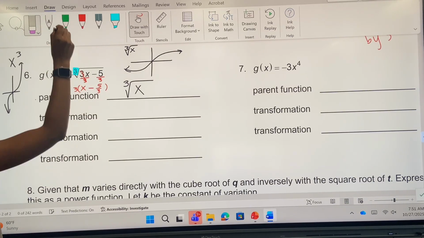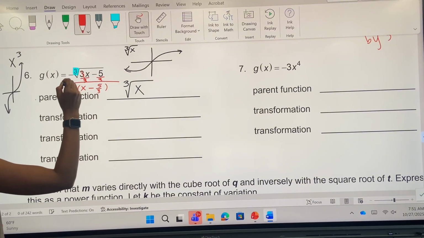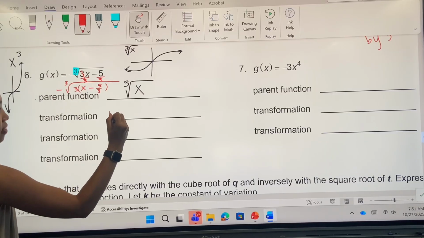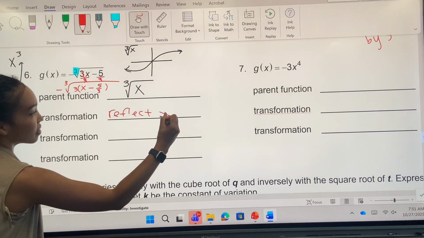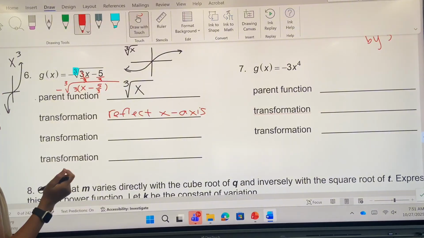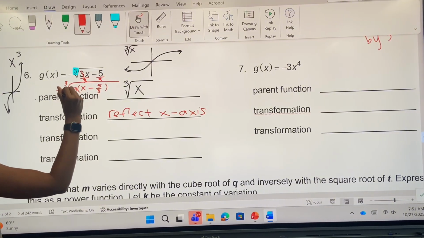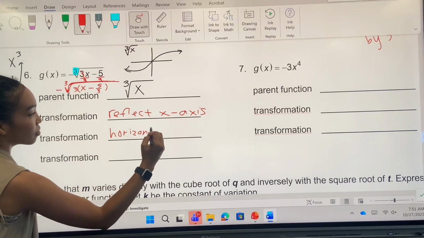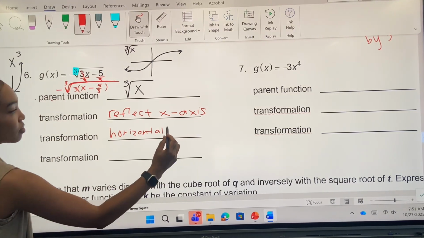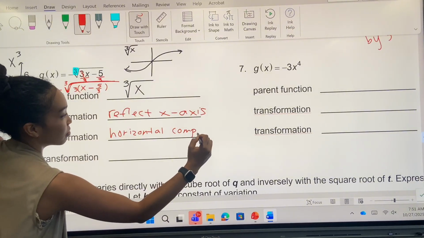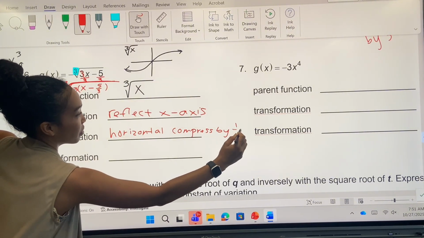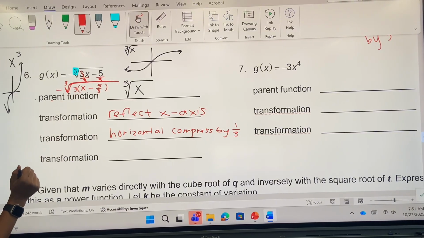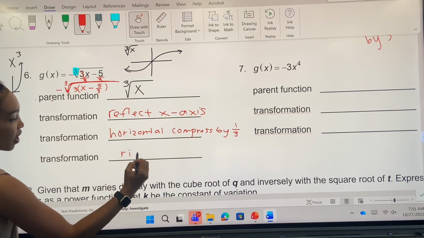So this is what it looks like. And now you can easily see the transformation. You have a negative on the outside. That means it reflects over the x-axis. You have a 3 on the inside. This is inside of the square root symbol. So this is a horizontal compress by 1/3, and you have to flip it. You flip that number on the inside whenever it's inside. Okay, and it goes right 5/3.